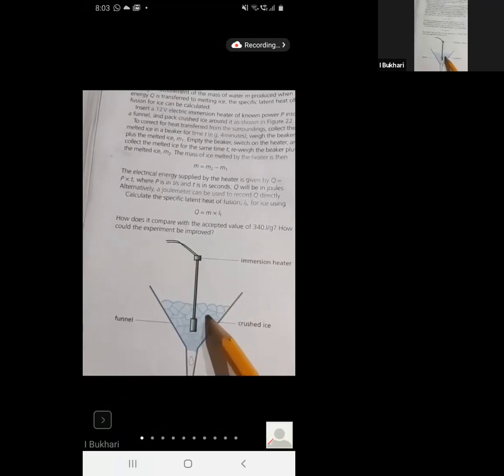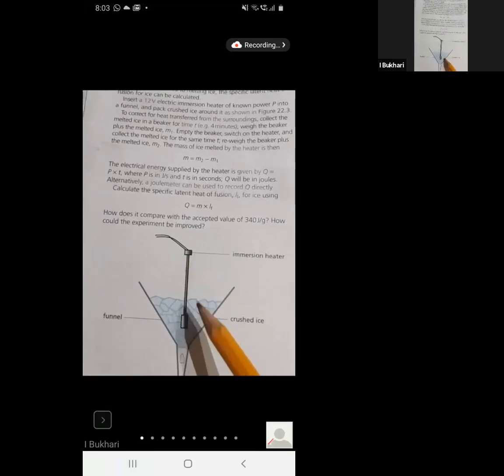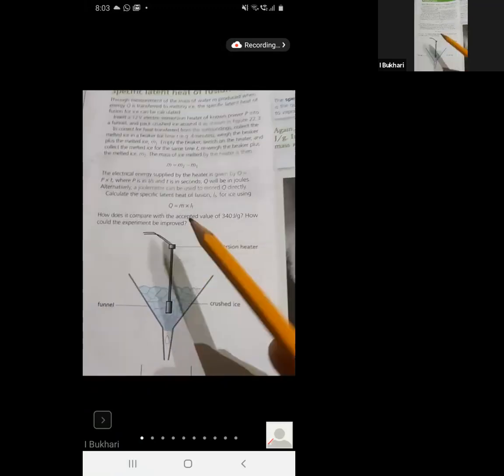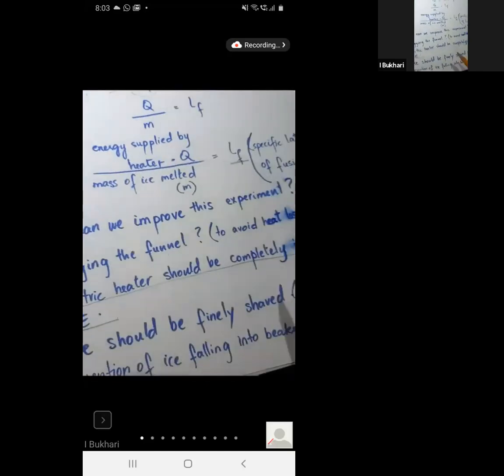Make sure the whole electric heater is immersed into the ice, because whatever heat is being radiated from this heater should be in contact with the ice. The ice should be able to absorb all of this heat, right? Otherwise, it would be lost to the surroundings by radiation, and we don't want that. So that's one way of improving the experiment.